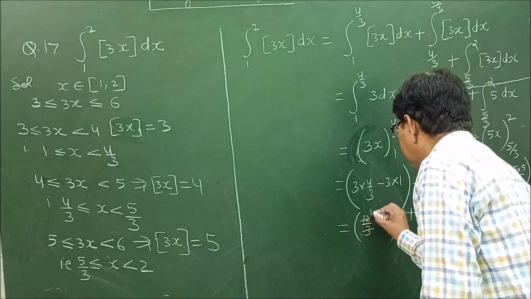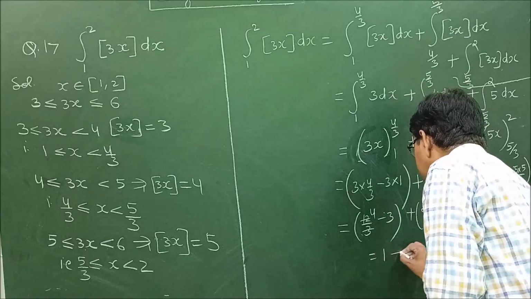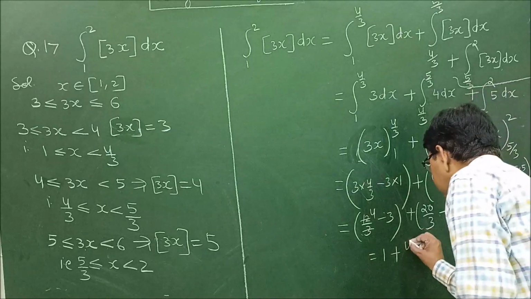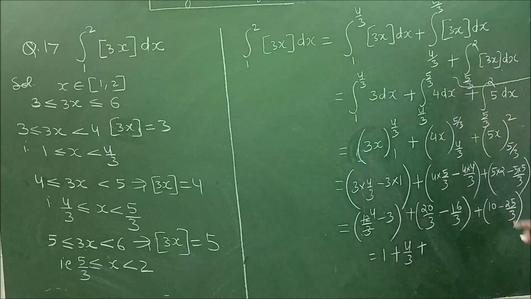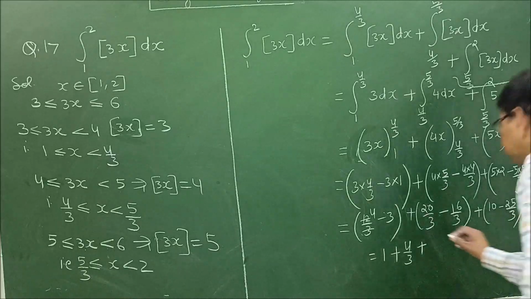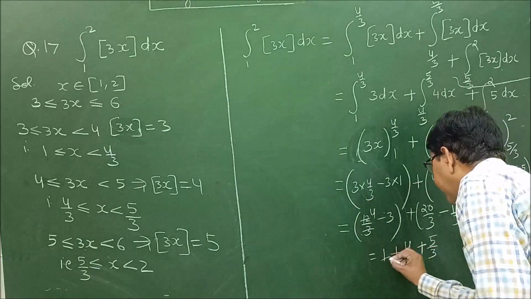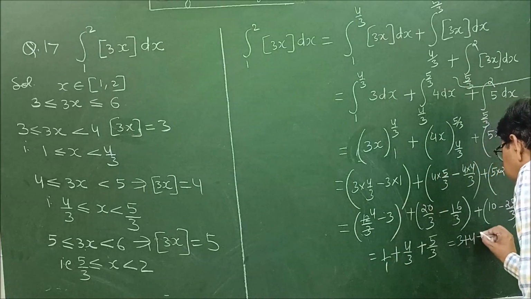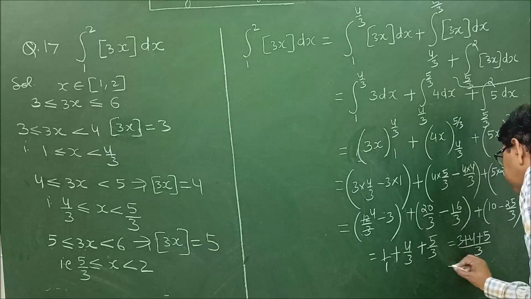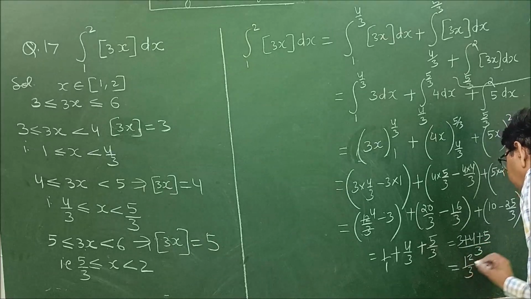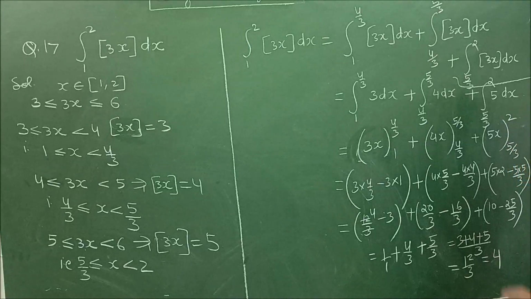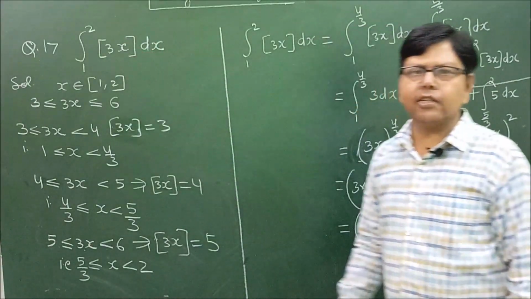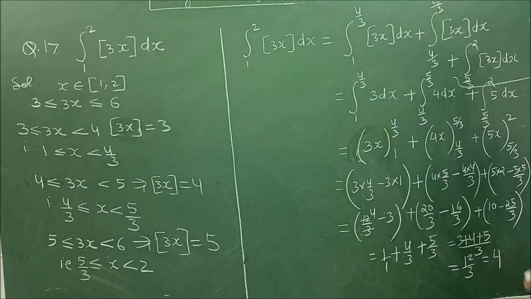The 3s cancel, so 4 minus 3 is 1. 20 minus 16, that is 4 upon 3, plus 10 minus 25 upon 3. Taking the LCM 3, so 3 plus 4 plus 5 upon 3, which is equal to 12 upon 3, and the final answer is equal to 4. So this definite integral from 1 to 2 greatest integer 3x dx is equal to 4.